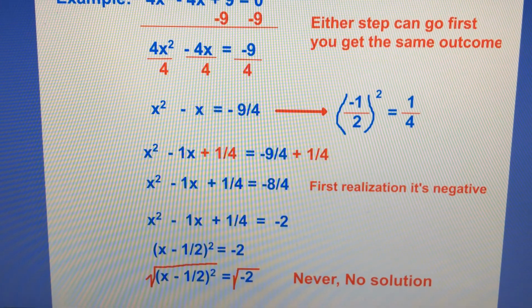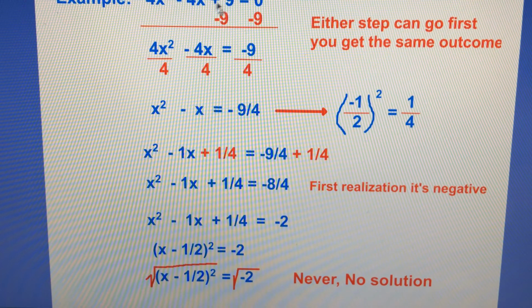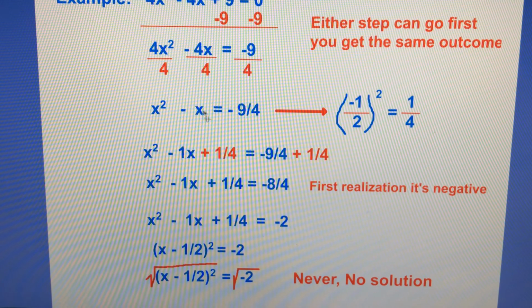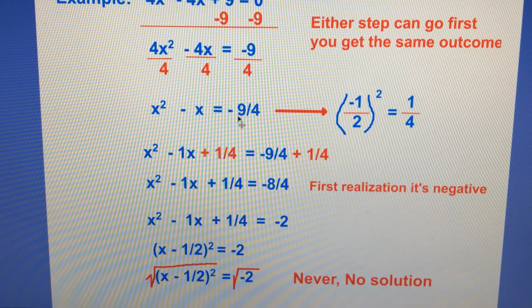One last problem for you. 4x squared minus 4x plus 9. I want to move this 9 to the other side because I'm going to create my perfect square. So move it over. Now divide everything by 4. X squared minus x equals negative 9/4.